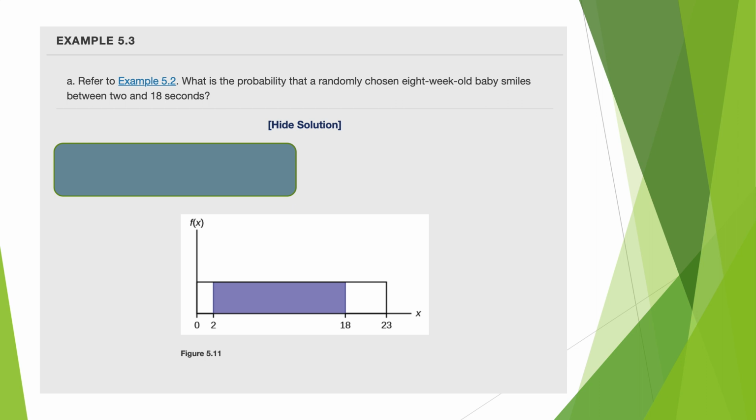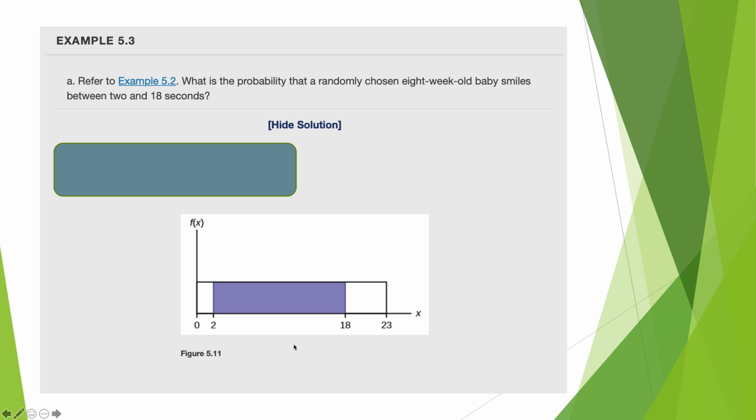we need to understand how this rectangle works. So here's a couple of questions that do that. What's the probability that a randomly chosen 8-week-old baby smiles between 2 and 18 seconds? Now, this goes back to the problem where we said that it's equally likely over 23 seconds. All right, so I'm going to give you a minute to do that. Start using stop and start. I'll give you the correct answer in just a minute with a little bit more explanation.